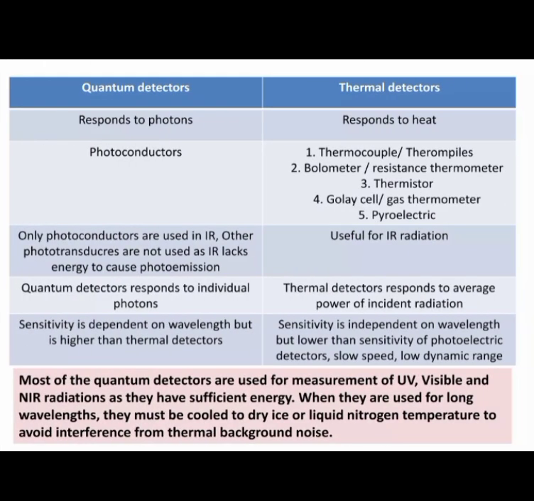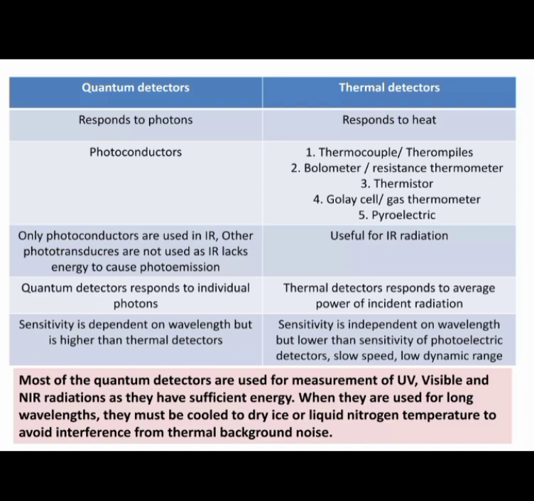There are two types of detectors: quantum detectors and thermal detectors. Quantum detectors respond to photons. They are photoconductors, and only photoconductors are used in IR. Other phototransducers are not used in IR as they lack the energy to cause photoemission. Quantum detectors respond to individual photons. Sensitivity depends on wavelength but is higher than that of thermal detectors.